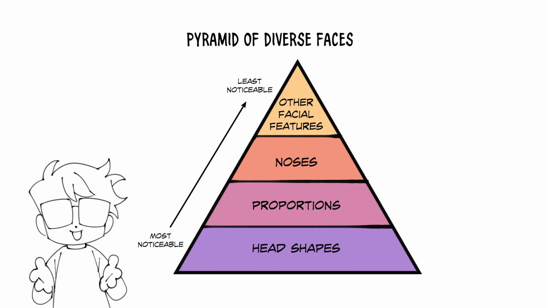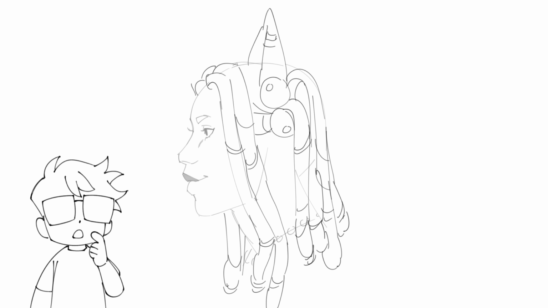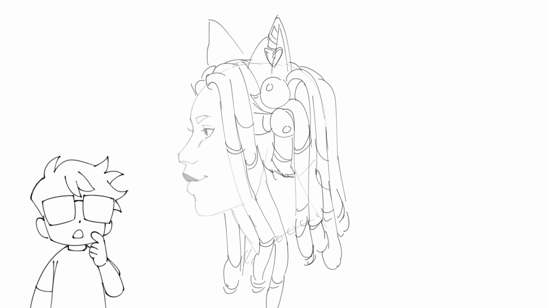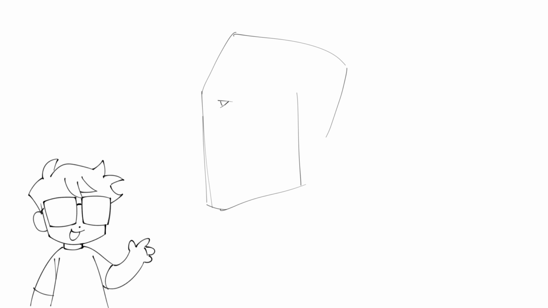I'm just going to be covering facial features in general, even though they have a slight divide in the pyramid. The reason noses are slightly lower than things like eyes and mouths is a difference you can see when looking at a character's side profile. Different nose shapes will be fairly noticeable from this angle and impact the character's silhouette.